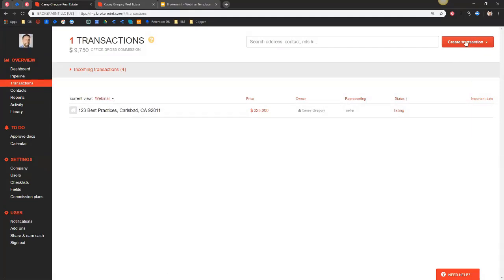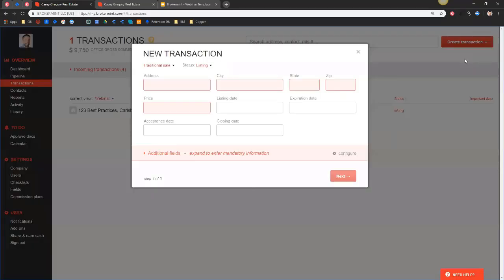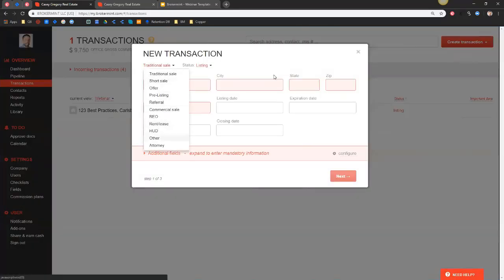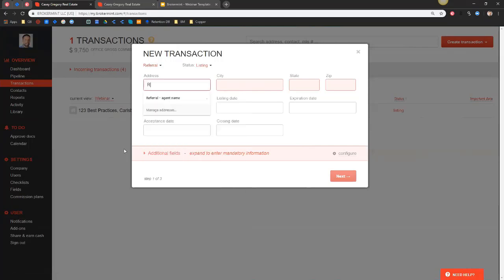Now, what's great about this is whenever we create a transaction, we have a fully customizable list of transaction types. I always recommend, if you guys take on referrals, to go ahead and head into your fields section under transaction types and go ahead and add in a referral. What this allows us to do now is create a transaction specifically for that referral.